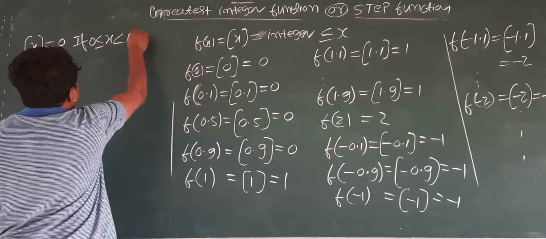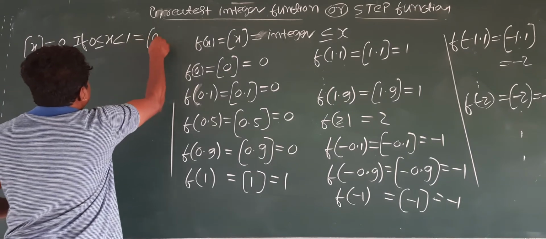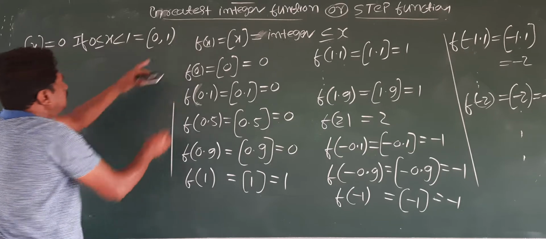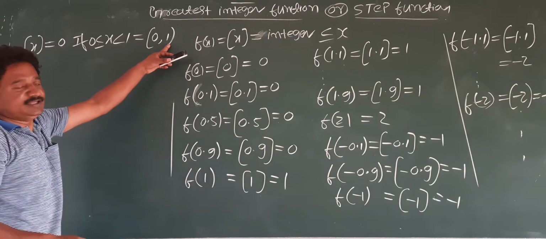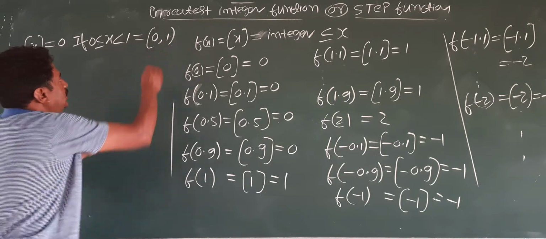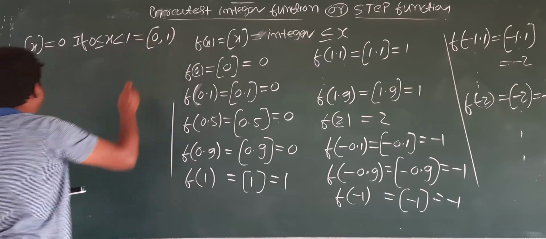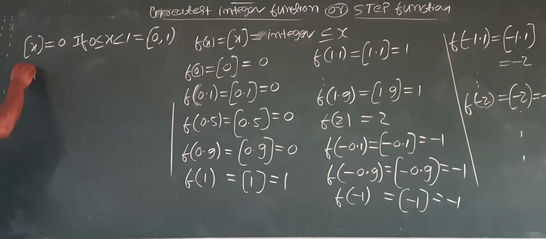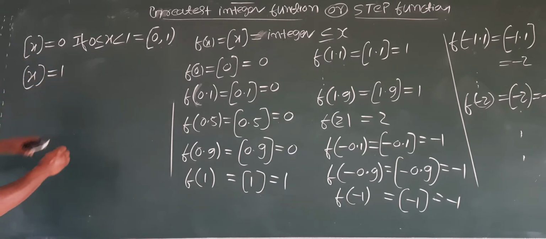This is equal to what? The open interval 0, 1. Open on this side, you open the right side. 1 is not included. Close 0. Next, it is 1. The values of this should be integers. 1 comes. From where does 1 come? Let us say.